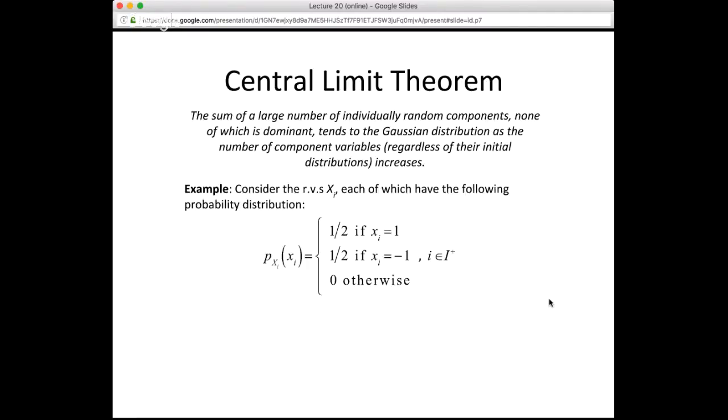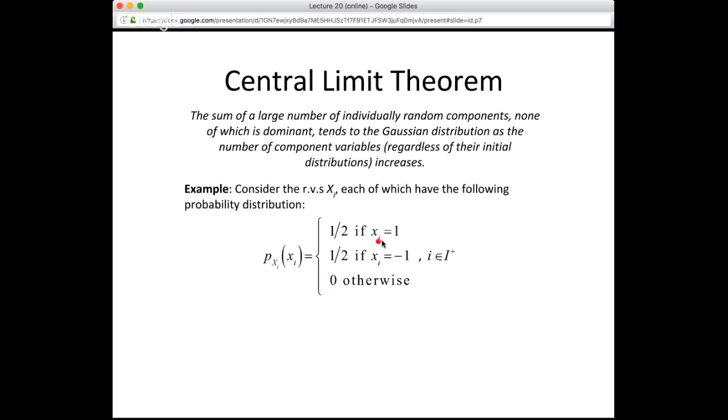And let's do an example to illustrate this point. So in this example from the book, we consider the random variables Xi, each of which has the following probability distribution. So they're essentially PMFs. Let me get my little pointer going. So they're PMFs for each of the Xi. And basically, this PMF can take on three values. It's going to be 1/2 if little xi equals 1. It's going to be 1/2 if xi equals -1, and it's going to be 0 otherwise.